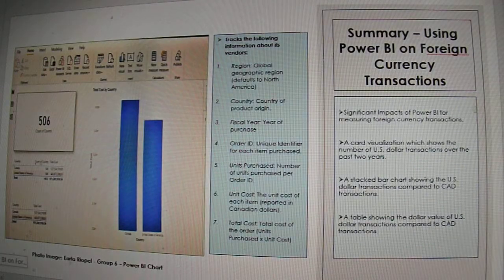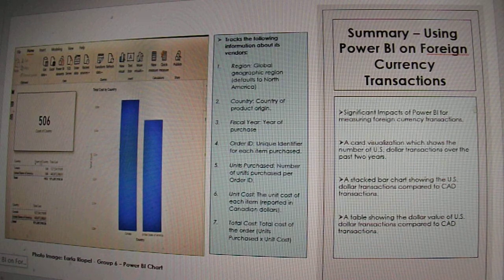As I mentioned, there are three parts in my presentation. First, the IT component and accounting issue that surround cryptocurrency. And the third would be the use of Power BI on foreign currency transactions.